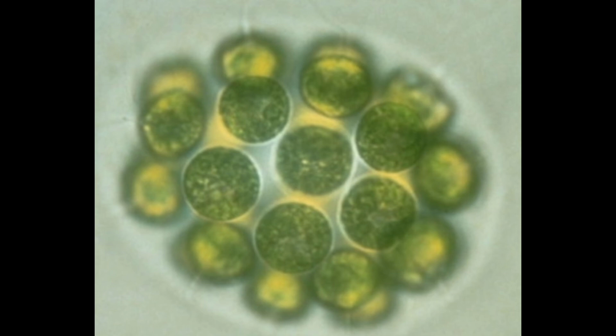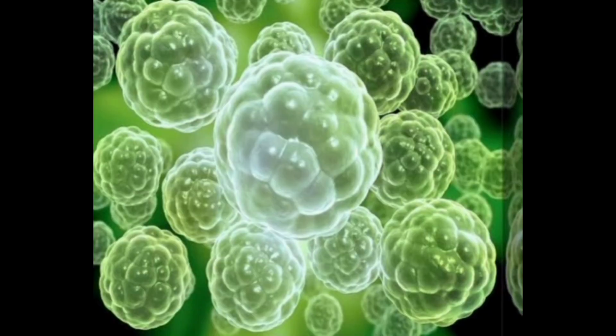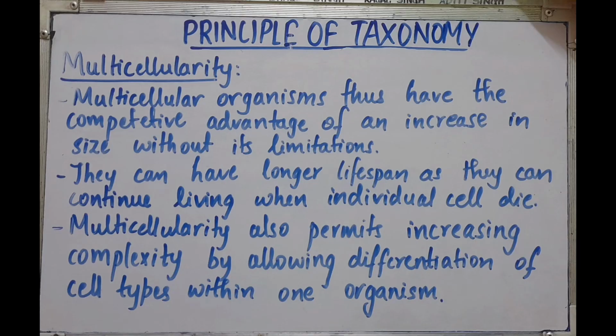Colonial organisms are the result of many identical individuals joining together to form a colony for mutual benefits such as security and food access, and these organisms form multicellular animals. Multicellular organisms thus have the competitive advantages of an increase in size without its limitations. They can have a longer lifespan as they can continue living when individual cells die. Multicellularity also permits increasing complexity by allowing differentiation of cell types within one organism. Some cells are involved in reproduction while others help the colony to swim and aid overall survival.